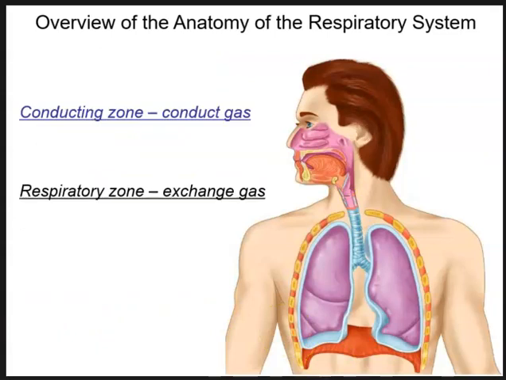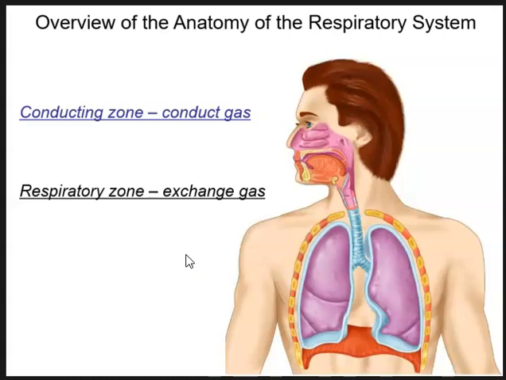We also know that the respiratory system can be divided according to zones. So first we have the conducting zone, which of course conducts the gases important for respiration, carbon dioxide as well as oxygen. And then we have the respiratory zone. This is the zone where we have exchange of gases between the structures within the lungs as well as the capillaries that surround these structures.